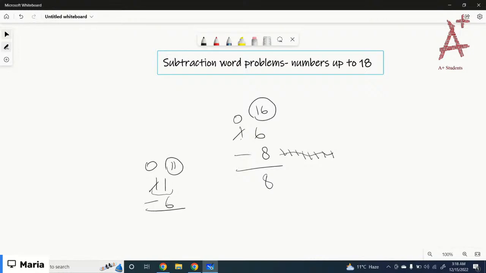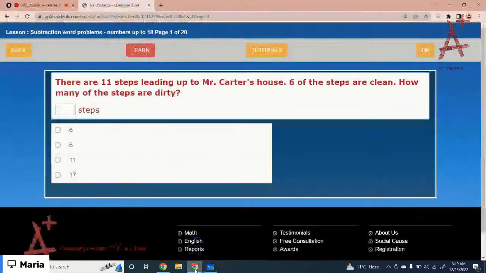Start counting from the very next digit to 6 until 11: 7, 8, 9, 10, 11. Got it? So you have 1, 2, 3, 4, 5. So 11 take away 6 is 5. Got it? 11 take away 6 equals 5. So just select the correct option and click on the OK button.